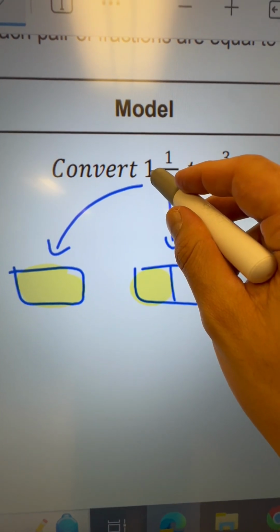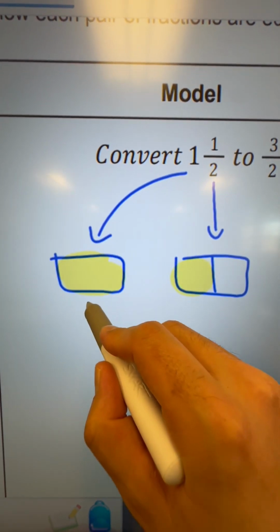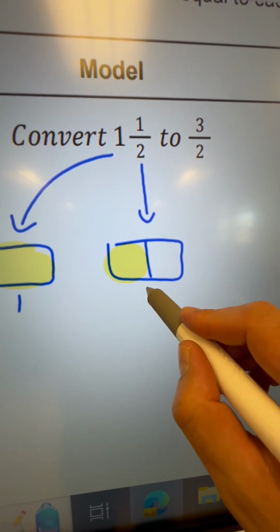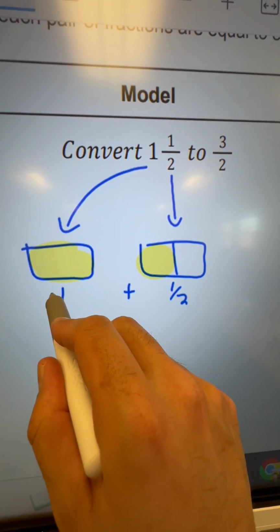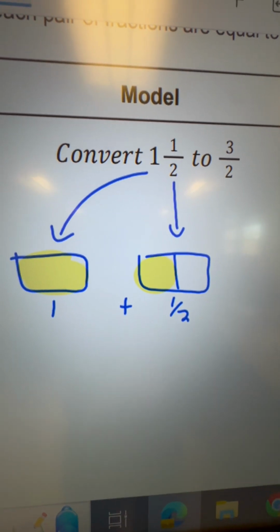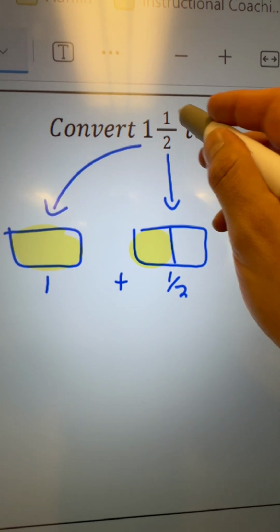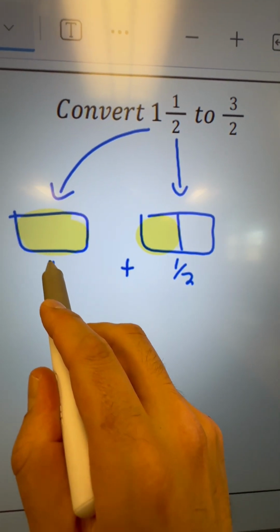model. So 1 is a whole number, so one whole rectangle is that. And then my 1/2 is 1 out of 2 shaded. So this 1.5 is represented here. And I write down my labels, 1 plus 1/2. And keep in mind that we're saying 1.5 is the same thing as just saying 1 plus 1/2.